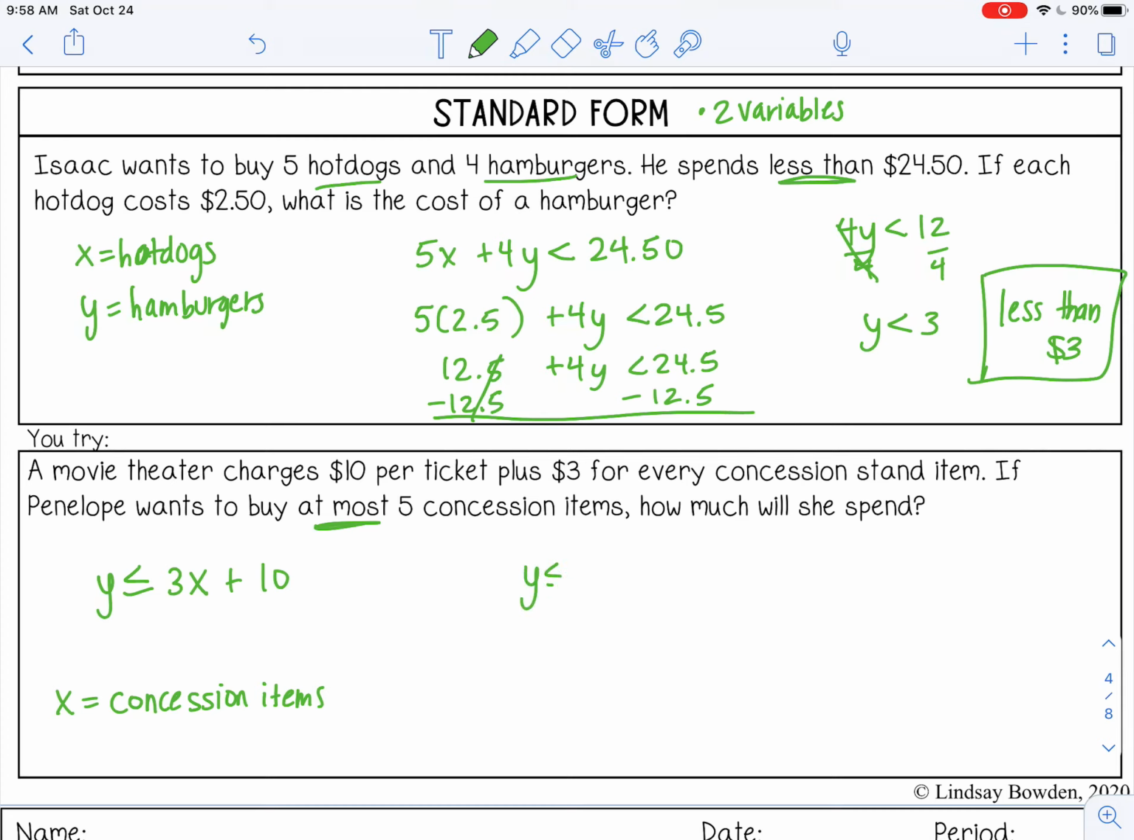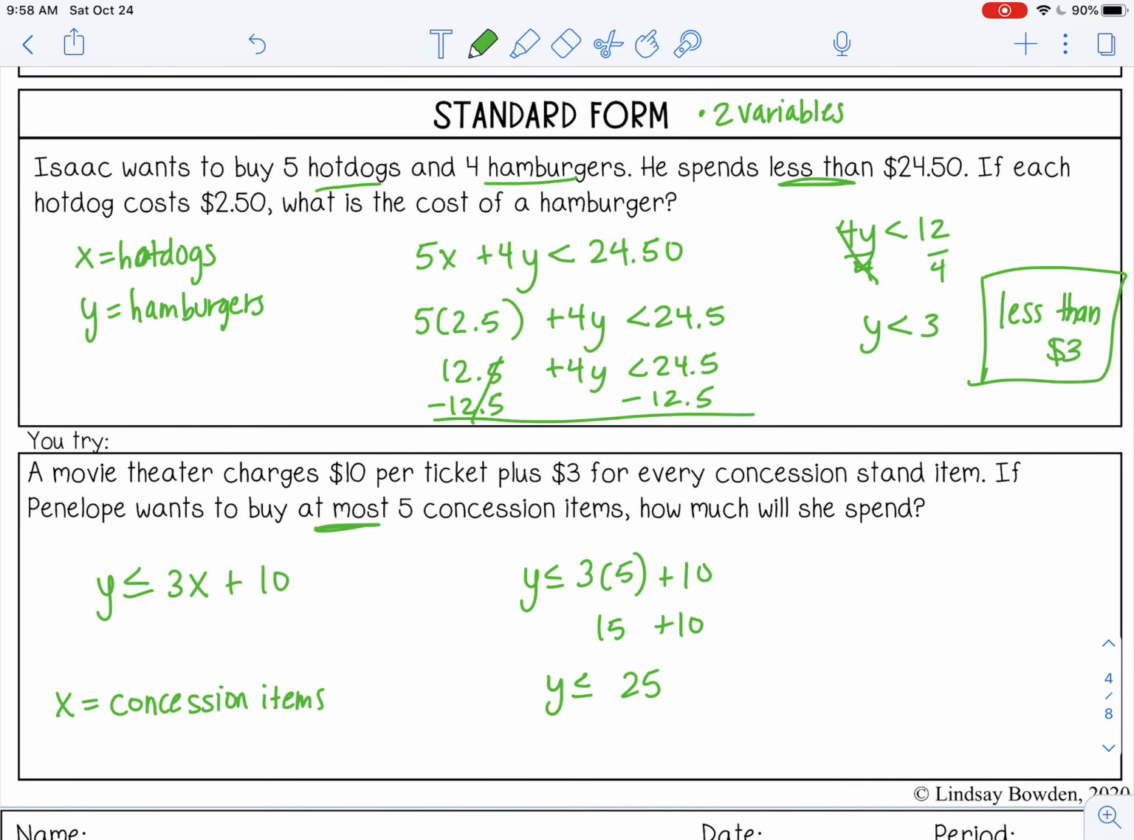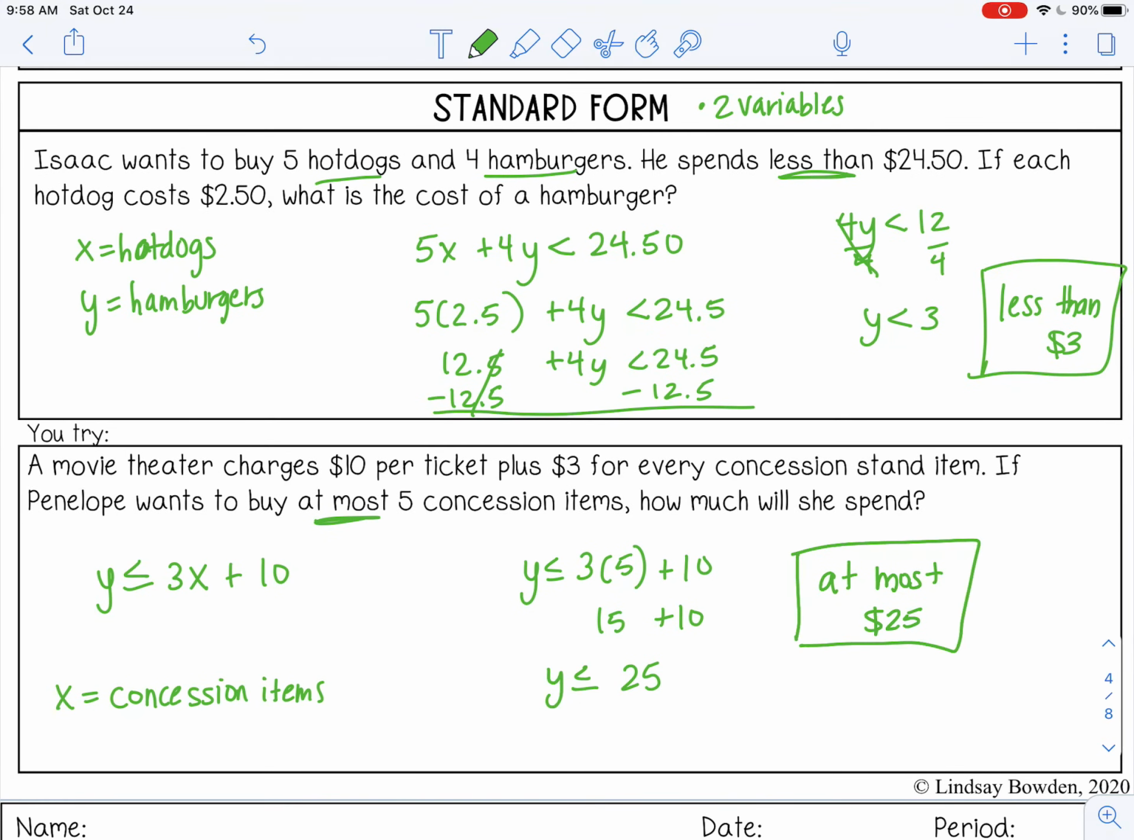Okay, so let's substitute in 5 for our X. That's our concession items. So 3 times 5 is 15 plus 10, 25. So how much will she spend? Well, it's going to be 25 or less than. So you can write that at most $25 or $25 or less. You can write it like that as well. All right, you can stop the video now and complete the practice.